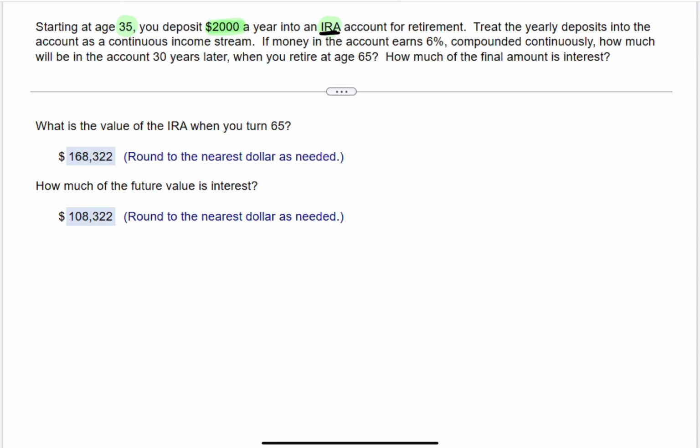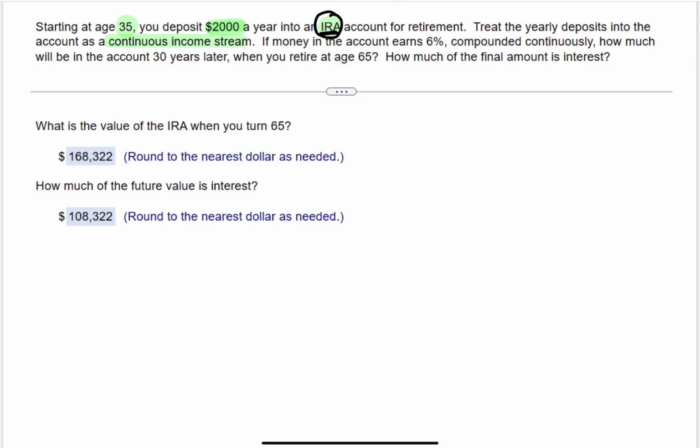Treat the yearly deposits into the account as a continuous income stream. So they said you're depositing $2,000 yearly. Now you can save $100 a month, $500, and then accumulate that into $2,000 and then deposit that. So very, very important. Again, I can't insist how important it is for you all to look at an IRA if you're just starting your career, because this will help you down the road.